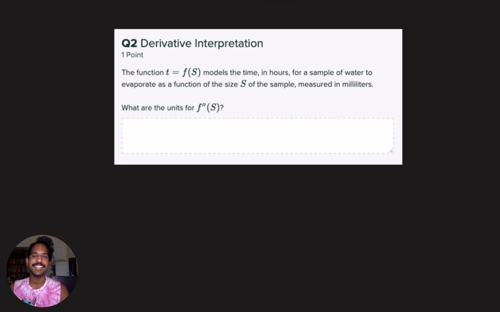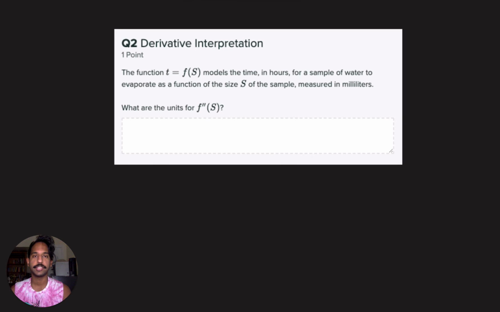The function t equals f of s models the time in hours for a sample of water to evaporate as a function of the size s of the sample measured in milliliters. What are the units of f double prime of s, or the second derivative of f?